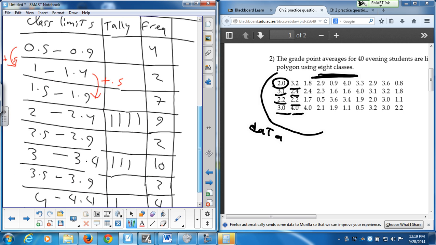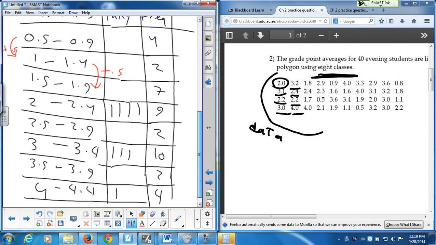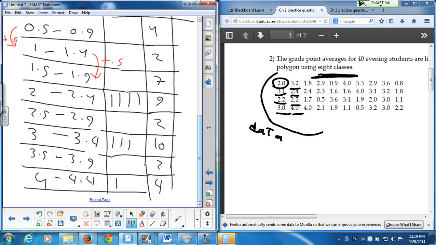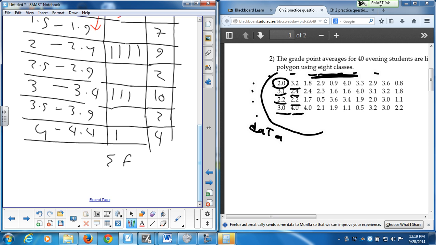So 4 plus 2 is 6, 6 and 7. We just add the frequency. You give me 13 and 9, 22, and 12 is 34, and you have 6 more, so that's actually 40. So the data are 40 because you have 4 values here and you have 10 values here. So the sum of the frequency is equal to 40, which is equal to the data size n. So that's one way to check.